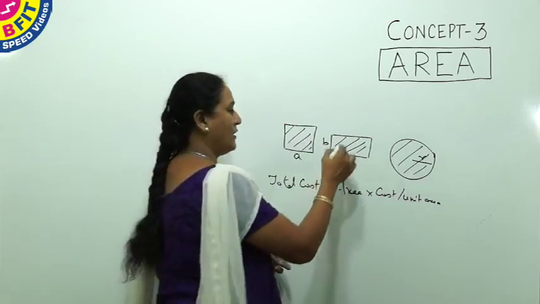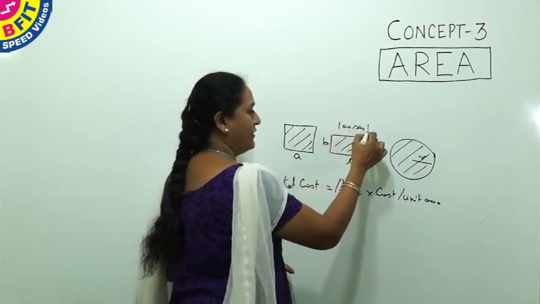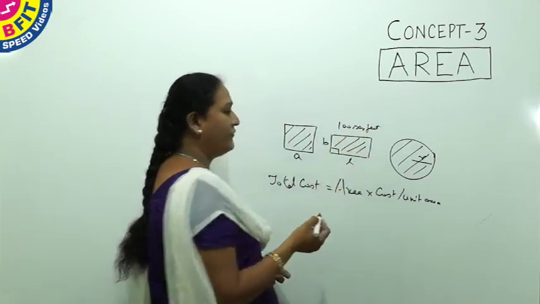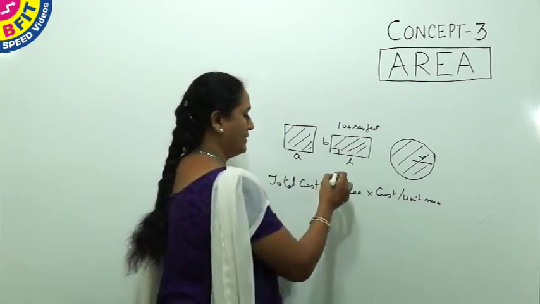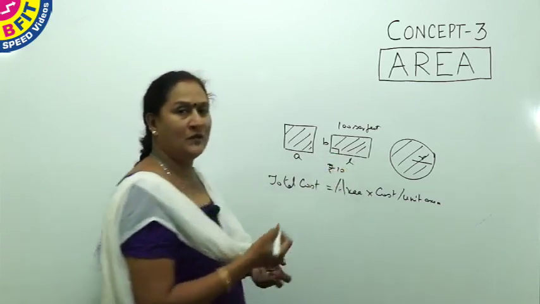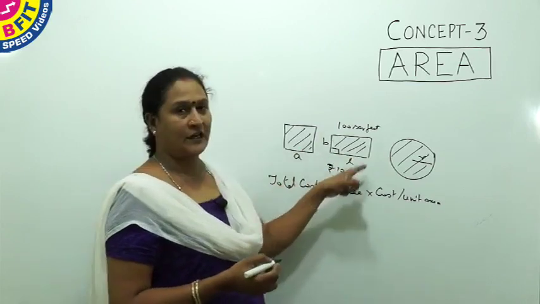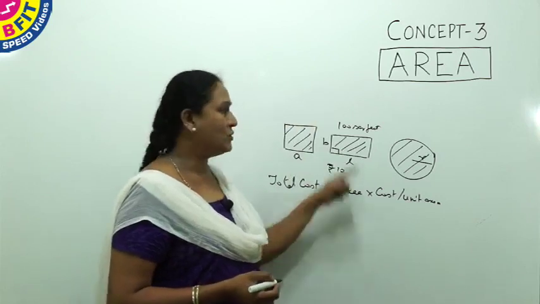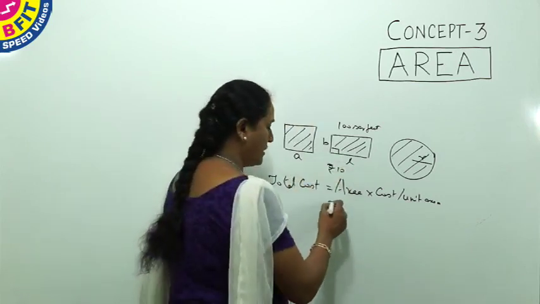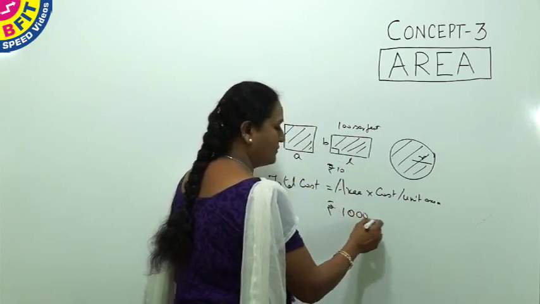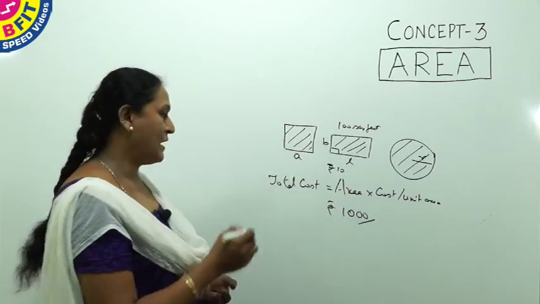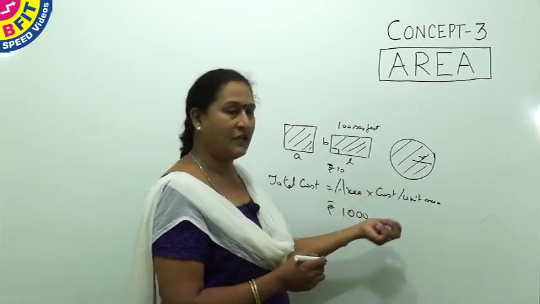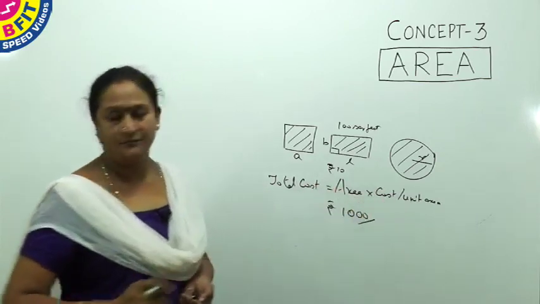Suppose you have 100 square feet area, and the cost per square foot is 10 rupees. Now what will be the total cost? The area of the rectangular field is 100 and the cost per unit area is 10. Multiplying, we get the total cost as 1000 rupees. So they may ask what will be the total cost. There, area into cost per unit area will give you the total cost.